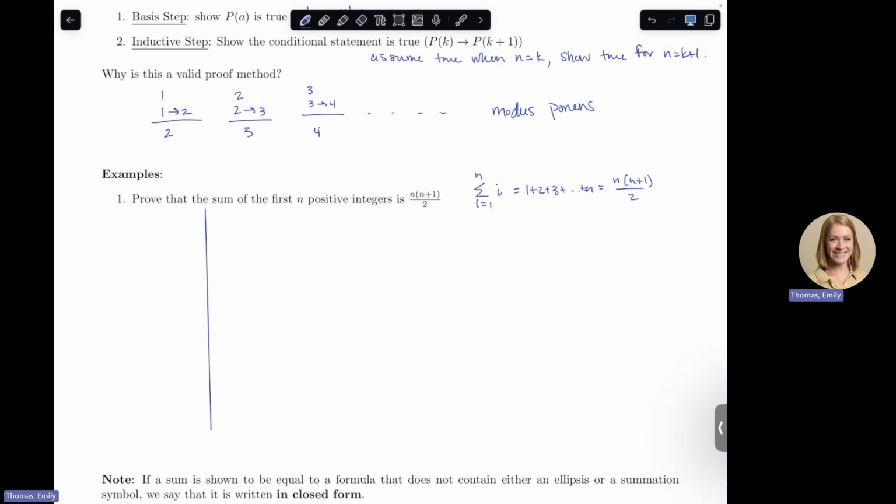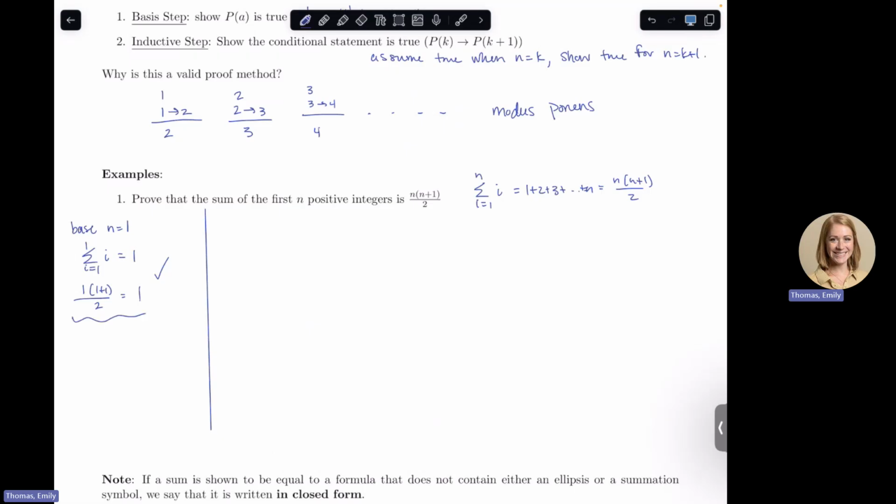So the first thing that we want to know is, does this make sense for the smallest possible positive integer? What is the smallest value here? What's our base case when n equals what? Yeah, so when n equals 1. What is the sum from i equals 1 to 1 of i? It is 1. And what is 1 times 1 plus 1 over 2? It's 2 over 2, which is also 1. So this checks out for n equals 1.